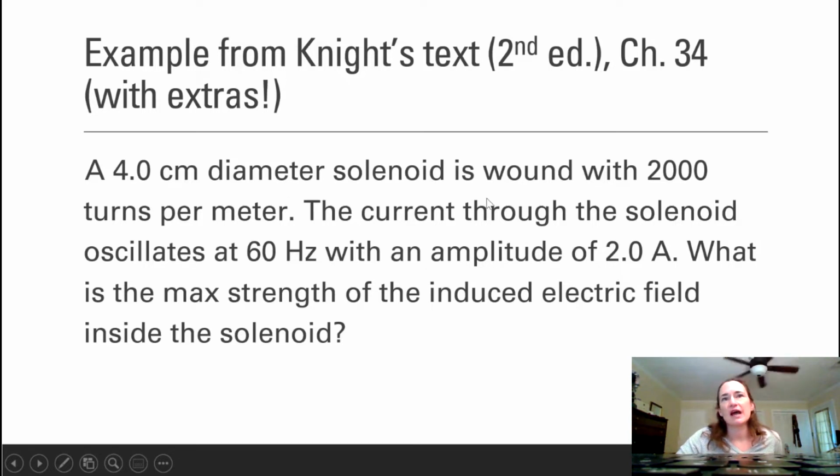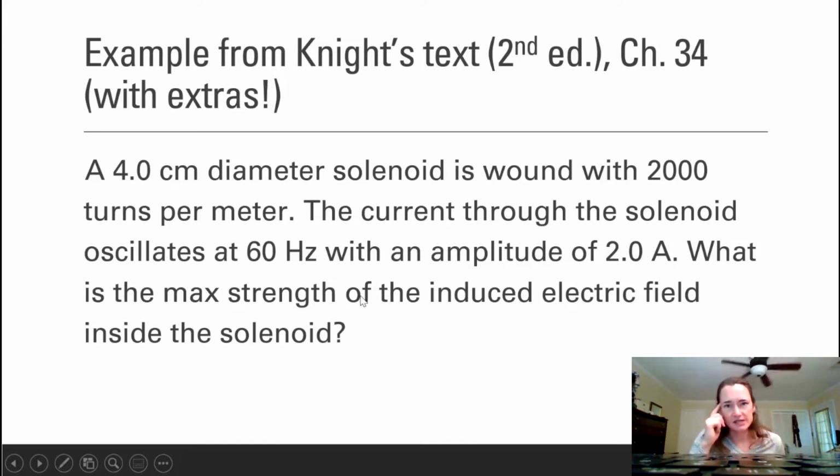A 4-centimeter diameter solenoid is wound with 2,000 turns per meter. The current through the solenoid oscillates at 60 hertz, and it has an amplitude of 2 amps. So what is the max strength of the induced electric field inside the solenoid?